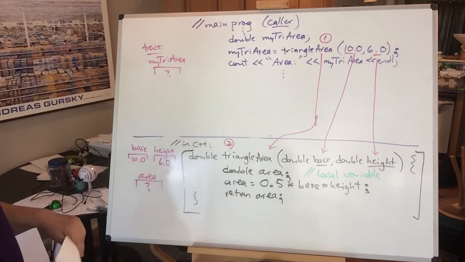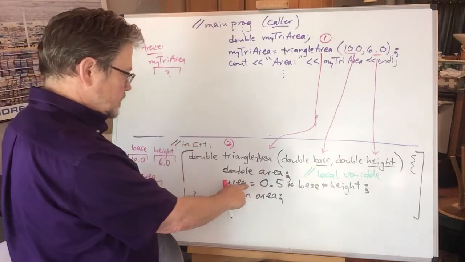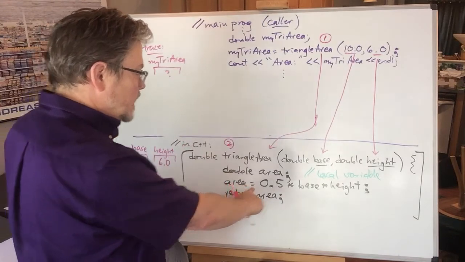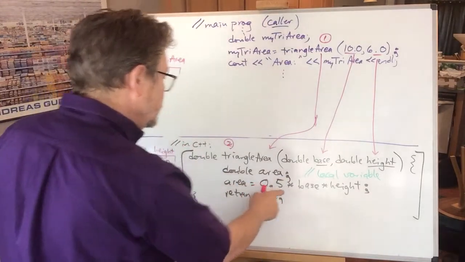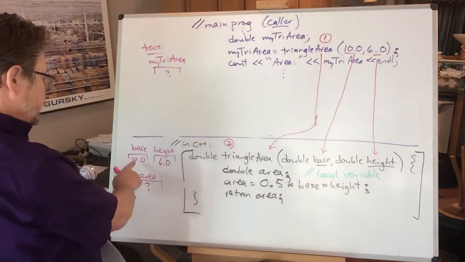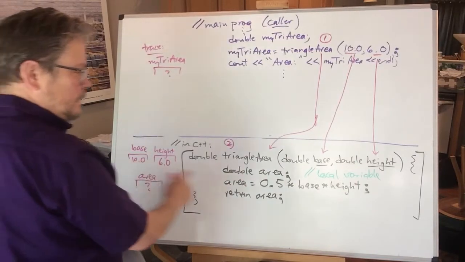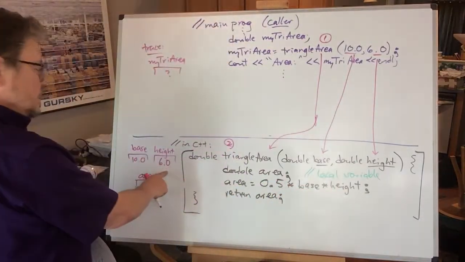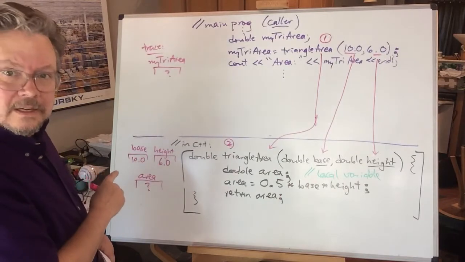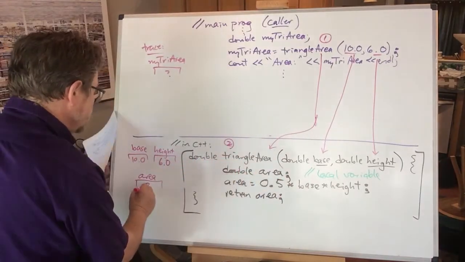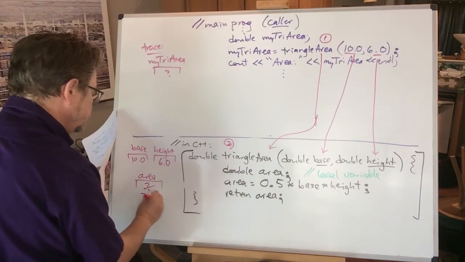Uh-oh, here comes, I feel good, I feel strong, I think I can do this. An assignment statement, it's got to evaluate the right-hand side. 0.5 times base, also known as a half. A half of 10 is 5. 5 times height. 5 times 6 is 30, right? So 30 becomes the new value of area, 30.0.